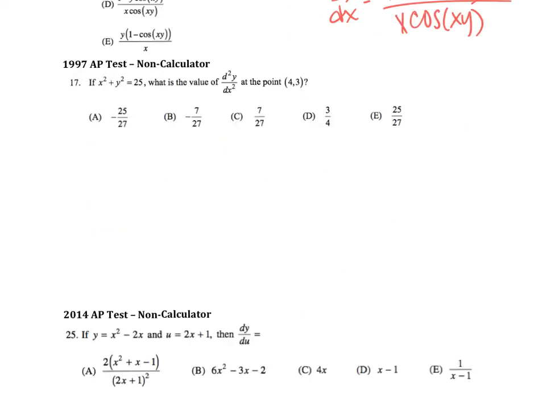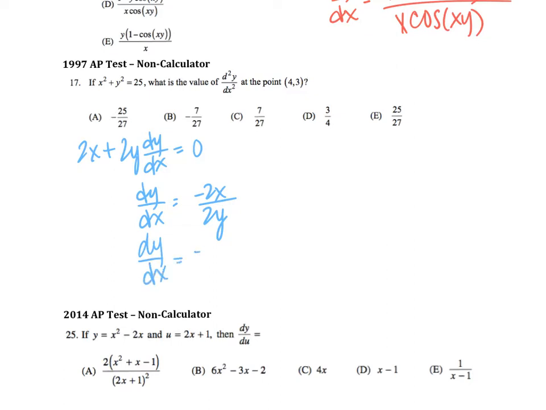All right, they want the second derivative. Oh, snap. All right, we got this. So the first derivative would be 2x. The first derivative of y squared would be 2y dy/dx. Don't forget about it. The derivative of 25 is 0. To get dy/dx by itself, I would subtract my 2x and I'd divide by my 2y to get dy/dx equals negative x over y. You feel me? Okay, so then they want the second derivative.